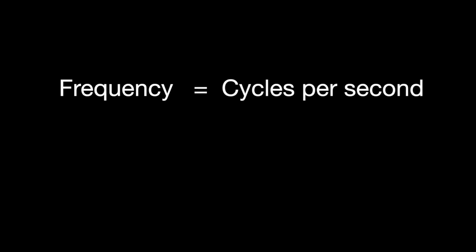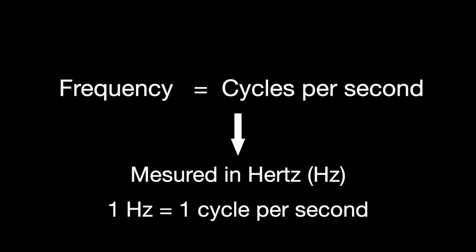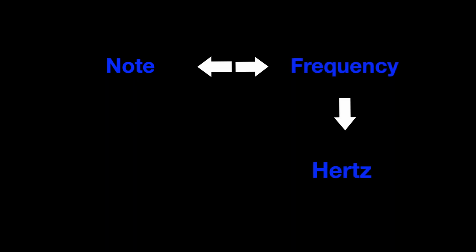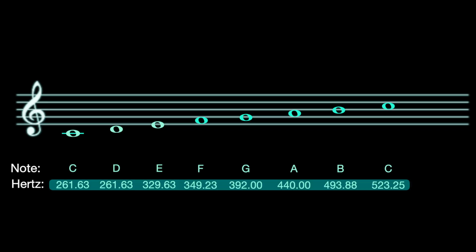We call the number of cycles per second frequency, and frequency is measured in Hertz. 1 Hertz means 1 cycle per second. Every musical note corresponds to a specific frequency measured in Hertz. Here's an example of a violin playing the C major scale starting from middle C. Notice as the notes rise, their frequency rises too.